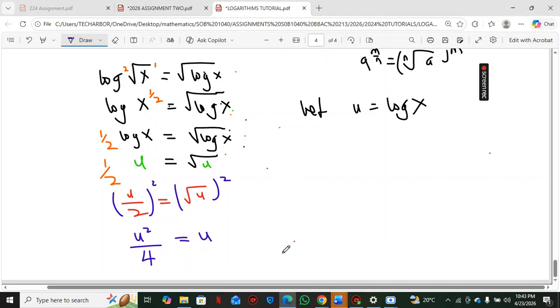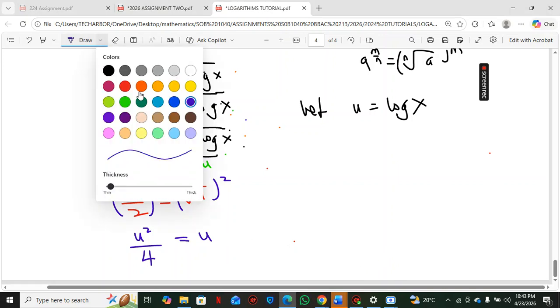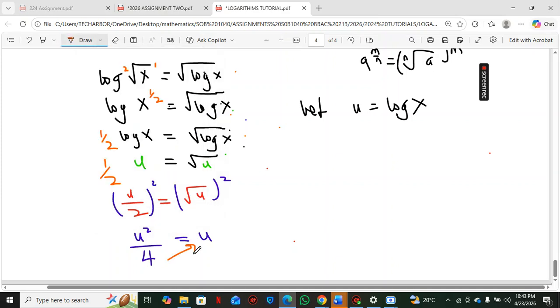Once you reach this point, you cross multiply. 4 times u, you get 4u. U squared times 1, you get u squared. So we're going to have u squared equals 4u. Since we have a u squared here, we can make a quadratic equation. This 4u is going to cross over here, so it becomes u squared minus 4u equals 0.